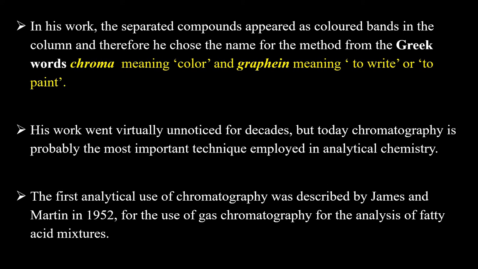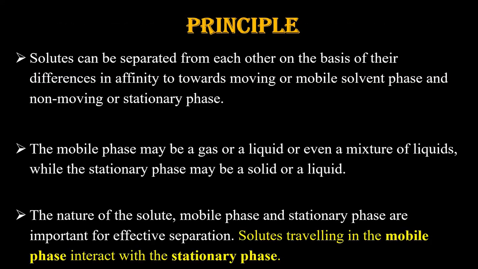His work went virtually unnoticed for decades, but today chromatography is probably the most important technique employed in analytical chemistry. The first analytical use of chromatography was described by James and Martin in 1952, for the use of gas chromatography for the analysis of fatty acid mixtures.